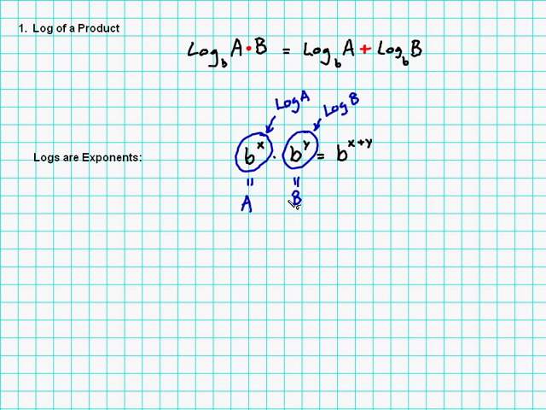All right? And so what we have over here is the result of a times b. And notice that the log of a times b is this exponent here. That's just x plus y. But what is x plus y? It's the log of a plus the log of b.